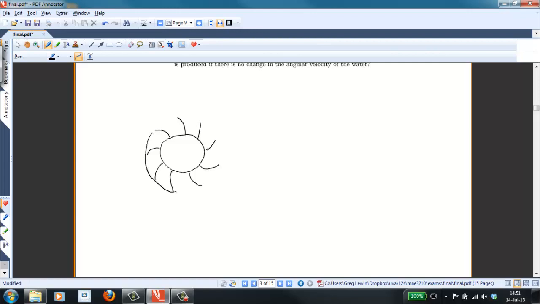So the stator is not turning at all. The flow, which I'll draw in blue, comes out radially like this, and then it goes through each of the blades and is deflected by 10 degrees.